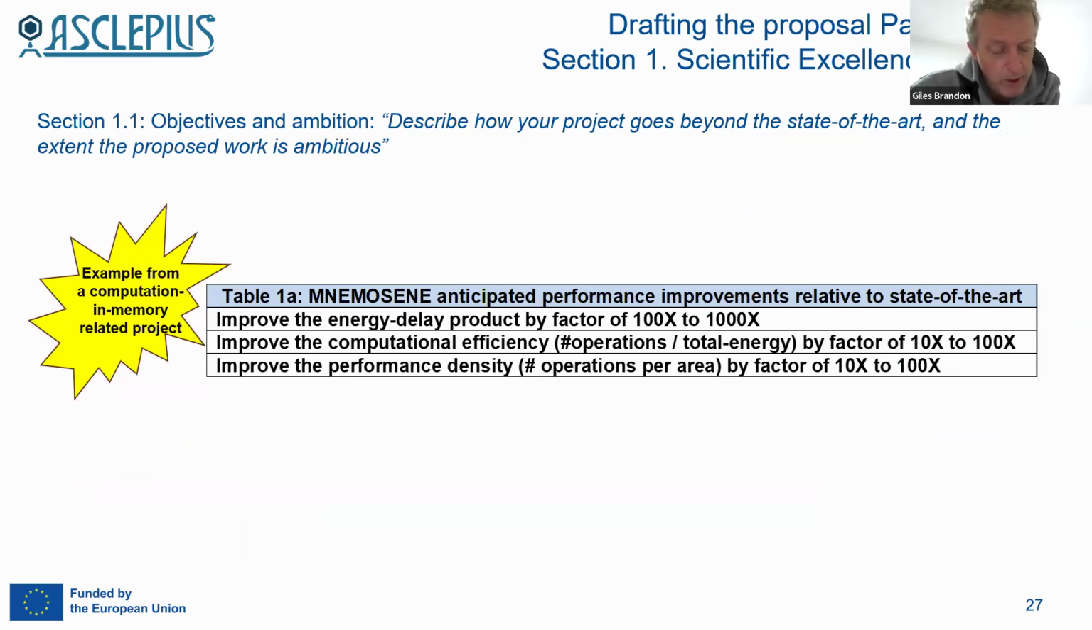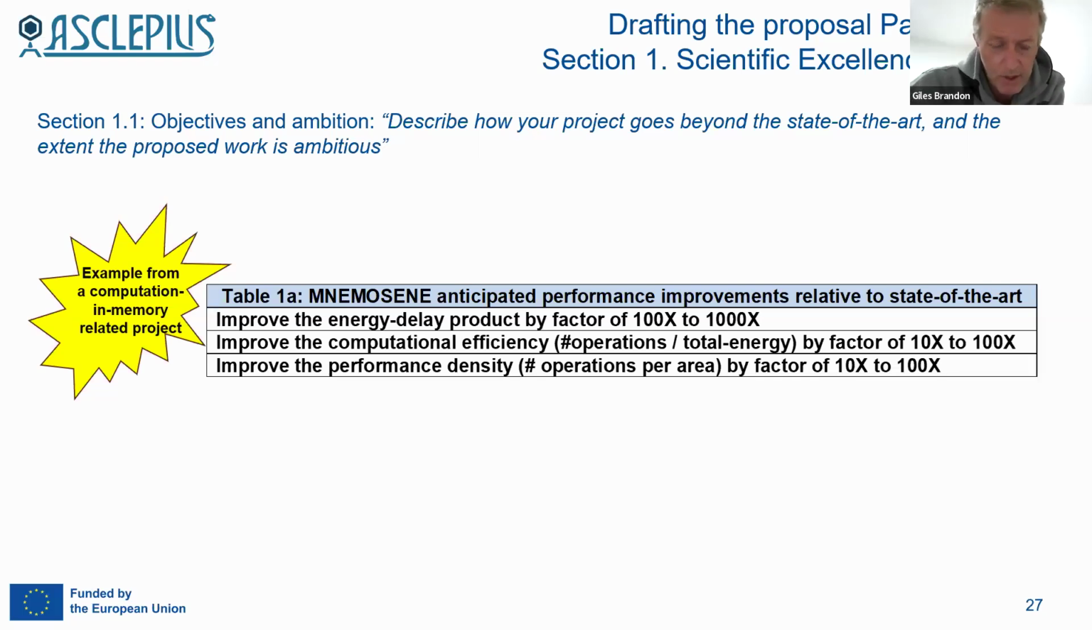Also in section 1.1, the standard application form says, look, describe how your project goes beyond the state of the art and the extent the proposed work is ambitious. A moment ago, I was telling you the sort of instructions I give to the work package leaders when they write about scientific and technological objectives. That's really important to do. It's important that you convey in a qualitative manner that you're going beyond the state of the art. Another important way, of course, is through some kind of quantitative indicators, some key performance indicators.